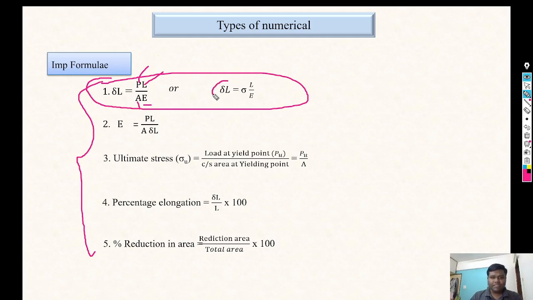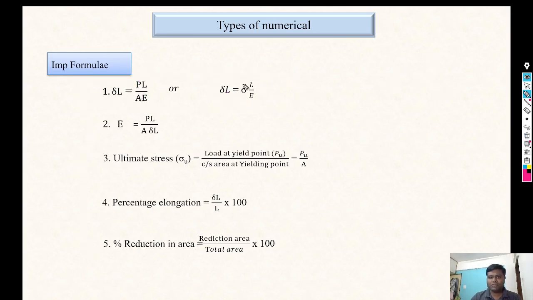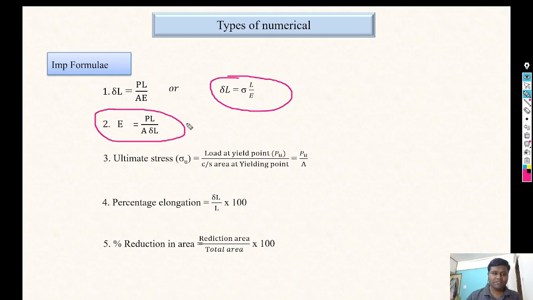Okay, then again change in length, sigma into L by E, where we know that sigma means stress, which is P by A. So we just convert this P by A into sigma. So the additional formula is delta L equals sigma L by E. Then again, sometimes we have to calculate the modulus of elasticity, E. So we just convert this for E, and we have another formula, that is E equals PL divided by A into delta L.